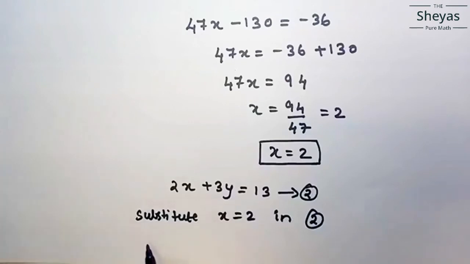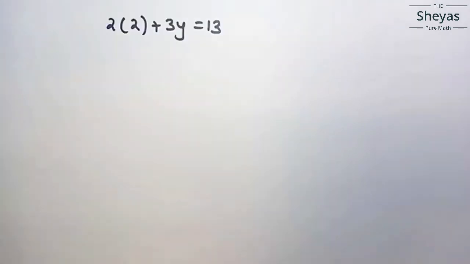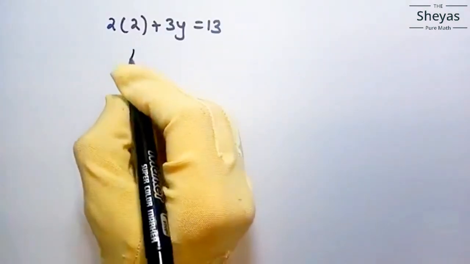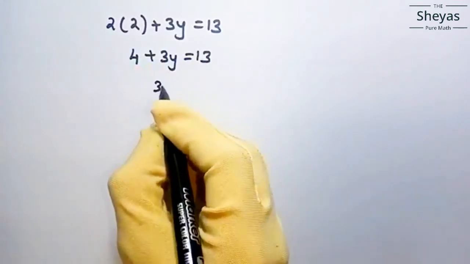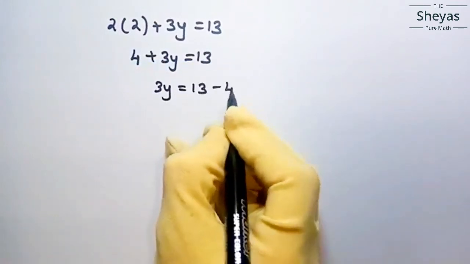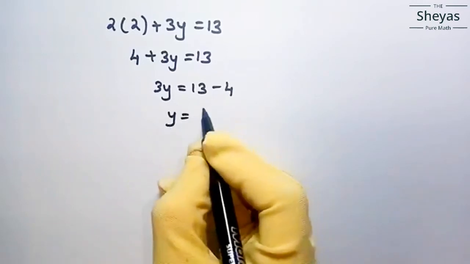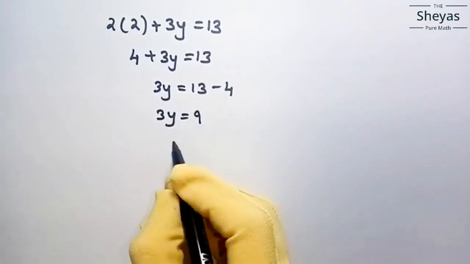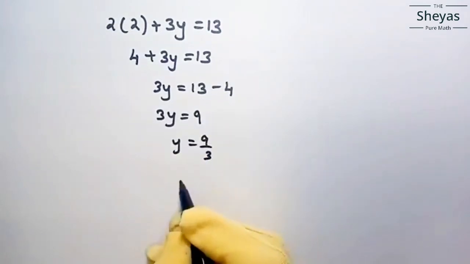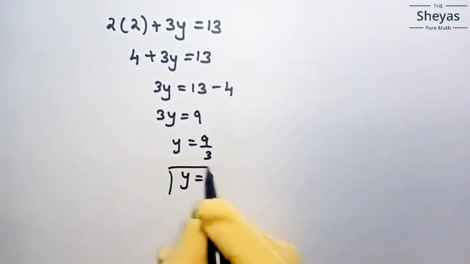If I substitute, what will I get? 2 into, in the place of x, you have to substitute 2, plus 3y is equal to 13. So 2 into 2 is 4 plus 3y is equal to 13. Now 3y is equal to 13 minus 4, which is 9. So y is equal to 9 by 3. So y is equal to 3.